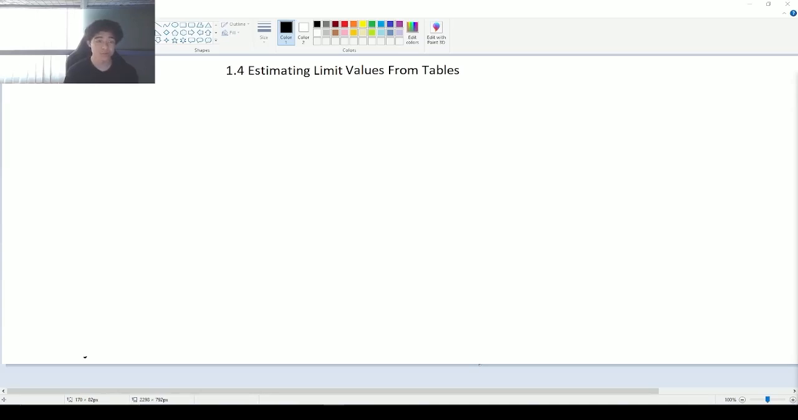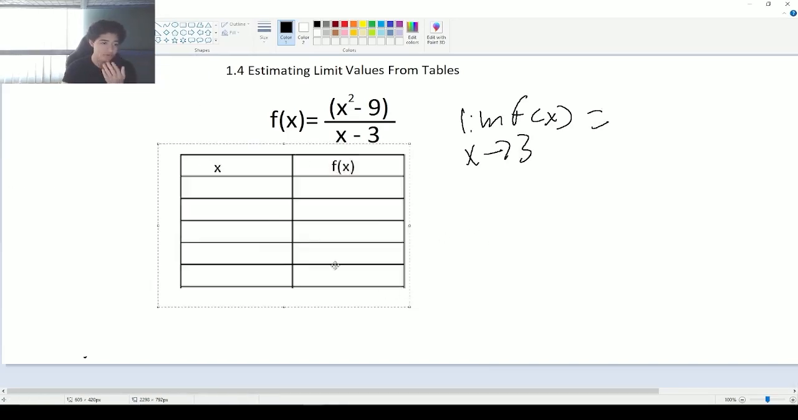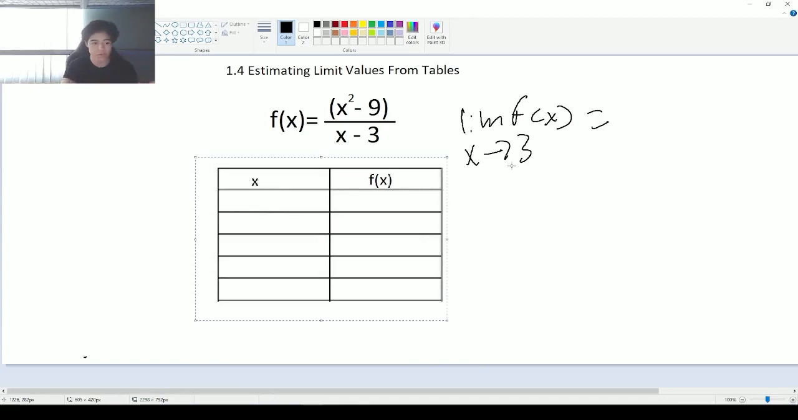Last part of this section, what are you supposed to do if they don't give you a table? If they just give you an equation and you have to figure it out, the first way that they teach you is you could just make a table yourself. So for example, if they give you this equation right here, f of x equals x squared minus 9 over x minus 3, and they tell you to find the limit of f of x when x is approaching 3, what would you do? You could make a table of the x and y values. You want to get really close to 3 on both sides.